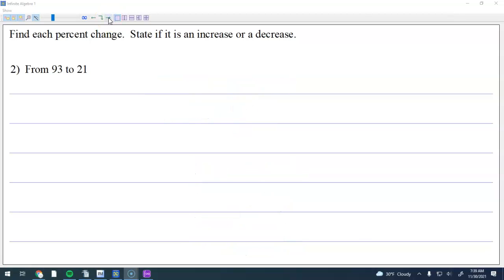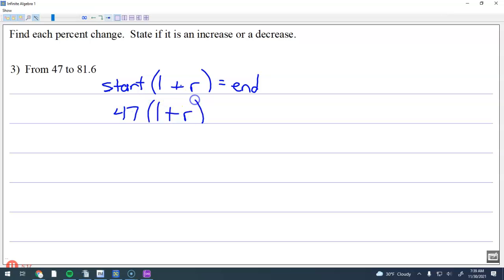Is the next one an increase by any chance? Alright. Start times 1 plus r equals end. So 47 times 1 plus r equals 81.6. Again, I think the easiest thing is divide by the number outside of the parentheses. So now you get a number that's bigger than 1. 1.74-ish.